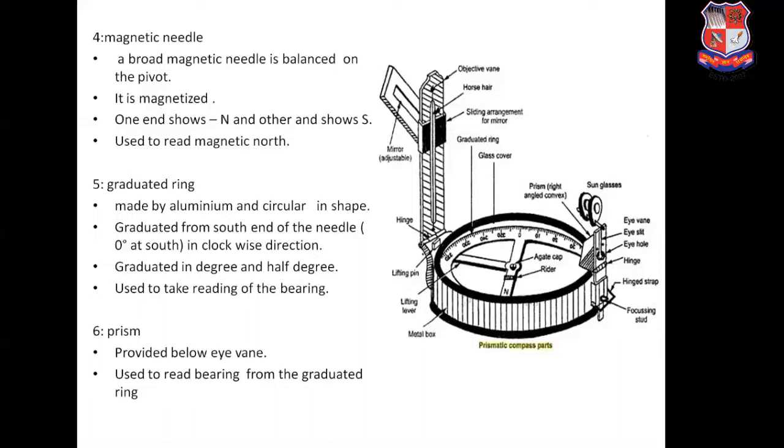Next one is the prism. Prism is provided below the eye vane. You can see here, this is my eye vane, and below the eye vane prism is provided. The use of the prism is to read the bearings of our survey line from the graduated ring.